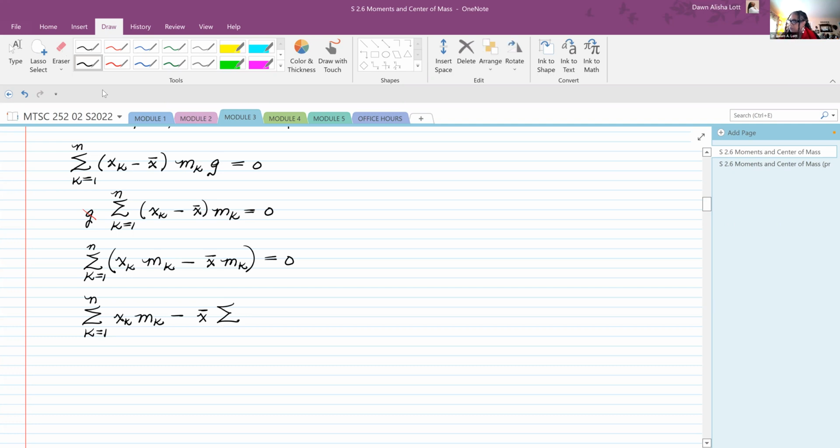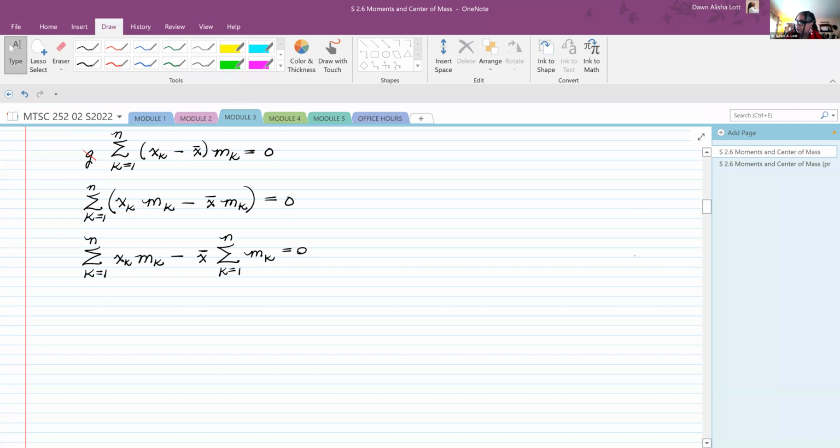Oh, I'll just leave it. That's fine. The sum from k equals 1 to n of mk is equal to 0. So let's put that on the other side. So I get the sum from k equals 1 to n of xk mk is equal to x bar times the sum from k equals 1 to n of mk.